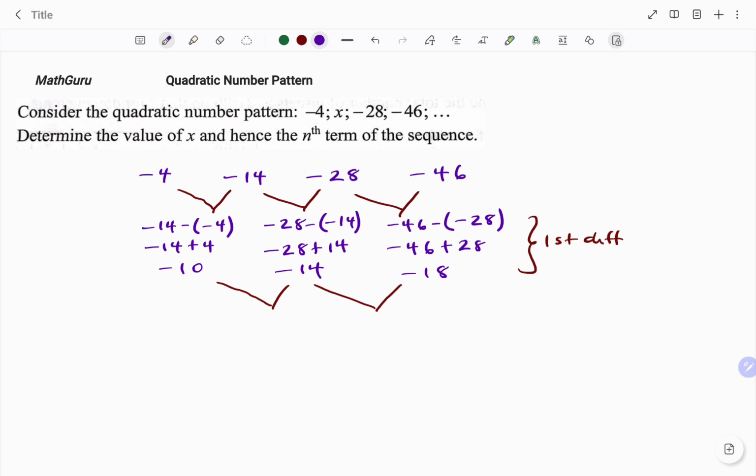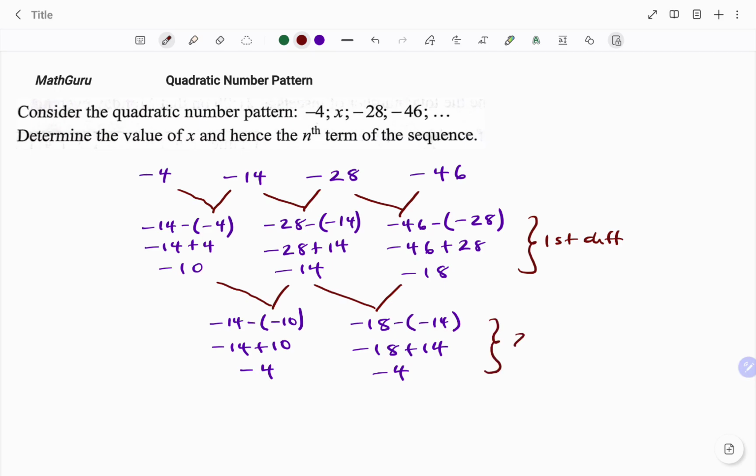I have negative 14 minus negative 10. I have negative 14 plus 10, and then that will give me negative 4. I do the same thing on my right, negative 18 minus negative 14. That's negative 18 plus 14. Therefore, my second difference is negative 4. And as stated earlier, because it's a quadratic pattern, the second difference will be the same, which is negative 4.